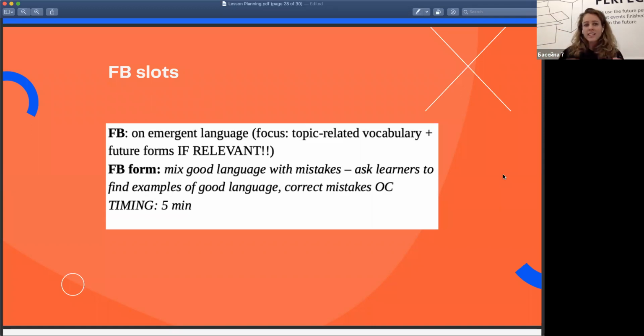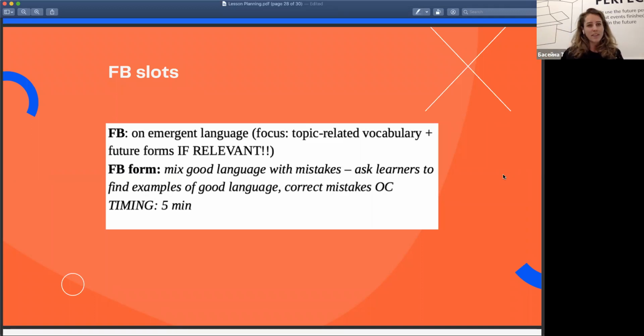Then what I like doing is planning how I will conduct this feedback. Whether it's going to be on the board, just sentences and students correct the sentences, or it's going to be open class, when I read the sentences and ask them to correct them. Or maybe I want to mix. I put on the board correct and incorrect sentences, and I ask them just to find the incorrect ones. It's really useful to plan it beforehand, because you don't have to think about it during the class. You already have the plan. Now you just monitor and pick up the emerging language.